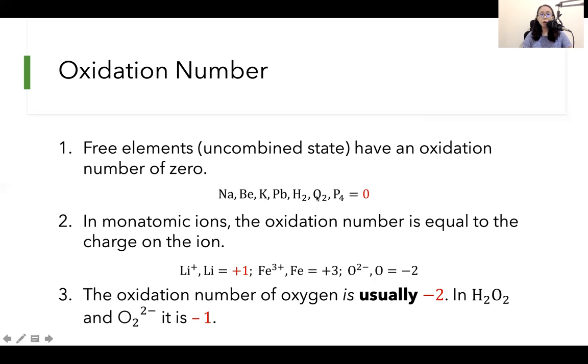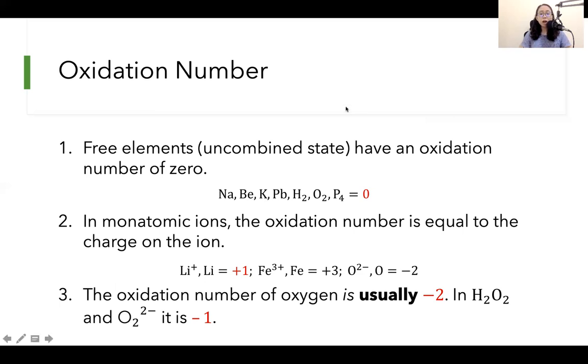Oxygen or O2, it's not combined with any other element. So the oxidation number of oxygen in O2 is 0. Since we have two atoms of oxygen here, it means that both of the oxygen atoms in the O2 molecule possess an oxidation number of 0. That's rule number 1.